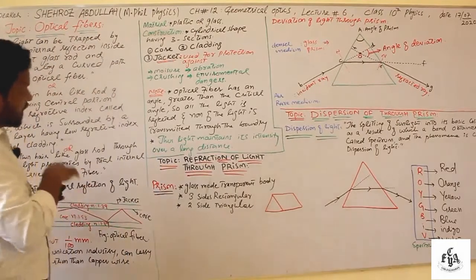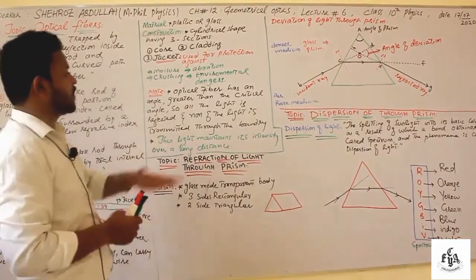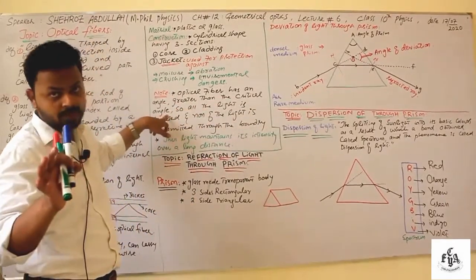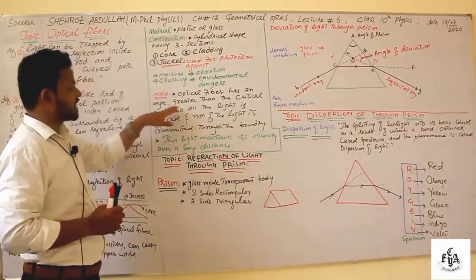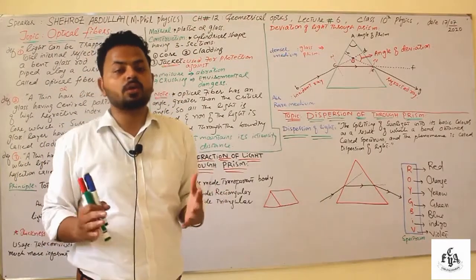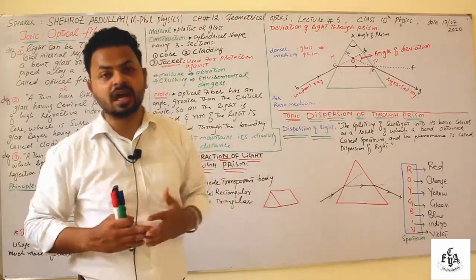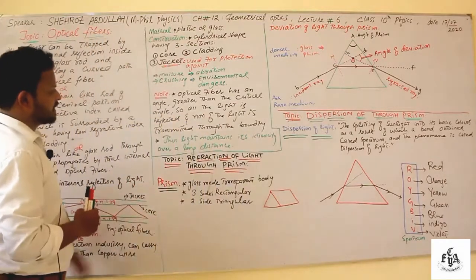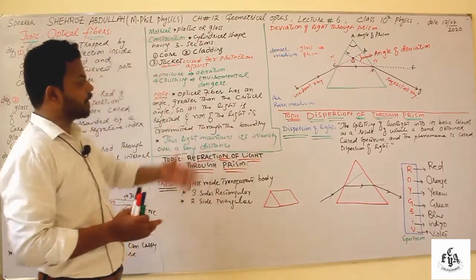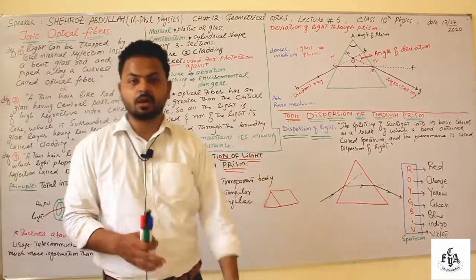Do remember one thing, optical fibers have an angle greater than the critical angle. This is the important point. Since the angle is greater than the critical angle, all the light is reflected and no light is transmitted through the boundary. Thus light maintains its intensity over long distances, right? So this was all about optical fibers. We are done with optical fibers.